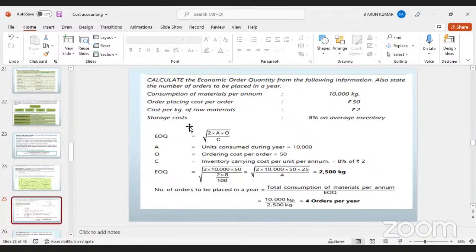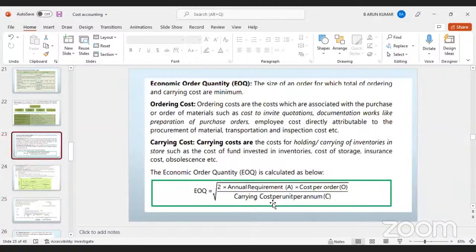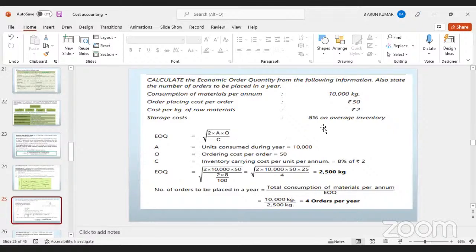And the storage cost is 8% on average inventory. And 8% storage cost means this is the carrying storage cost. Okay, see how much it is. It means 8% on 2 rupees cost. See the formula, EOQ.